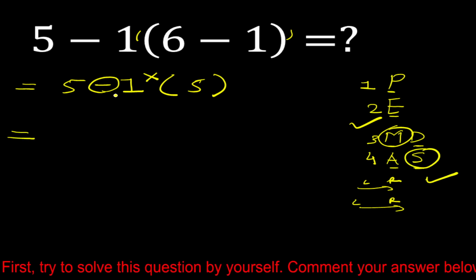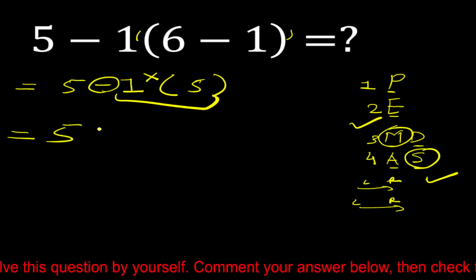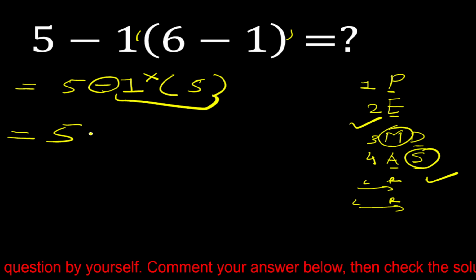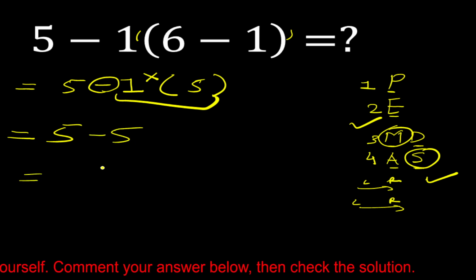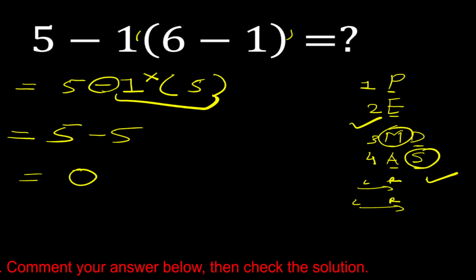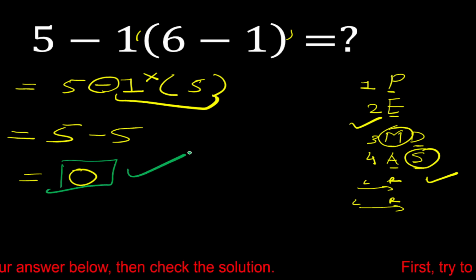So now solve this multiplication. 5 minus 1 multiply 5 is equal to 5 minus 5. So now 5 minus 5 is equal to 0. Okay. So the correct answer is 0.